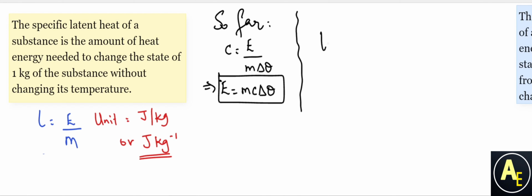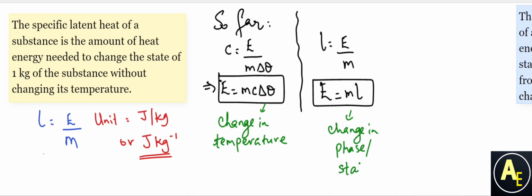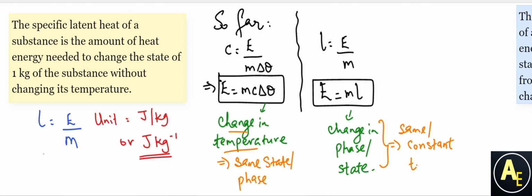So far, we have met two equations for energy. E equals mc delta theta, where delta theta represents a change in temperature, and E equals mL, where that specific equation involves a change in phase or state. Our states of matter are called, more specifically, solids, liquids, and gases for this lesson.